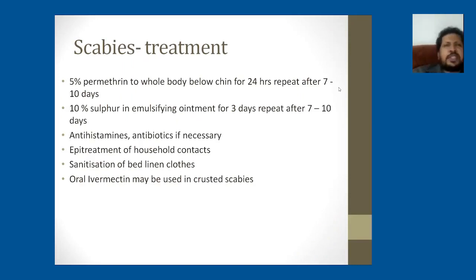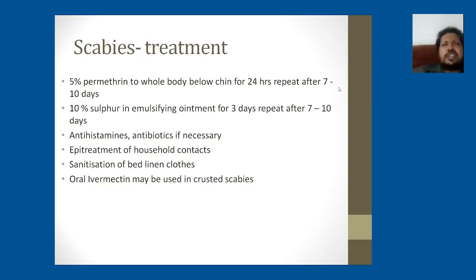Now, 5% permethrin is the preferred drug of choice. Generally, we have to treat the patient as well as issue treatment to all household contacts, regardless of whether they have symptoms or not. Usually we have to treat the whole body below the chin, leave it on for 24 hours, and advise them to reapply it if they wash their hands or go to the toilet. It has to be there for 24 hours, and everyone should be treated on the same day. After that, you have to repeat the treatment again, roughly 7 to 10 days later.